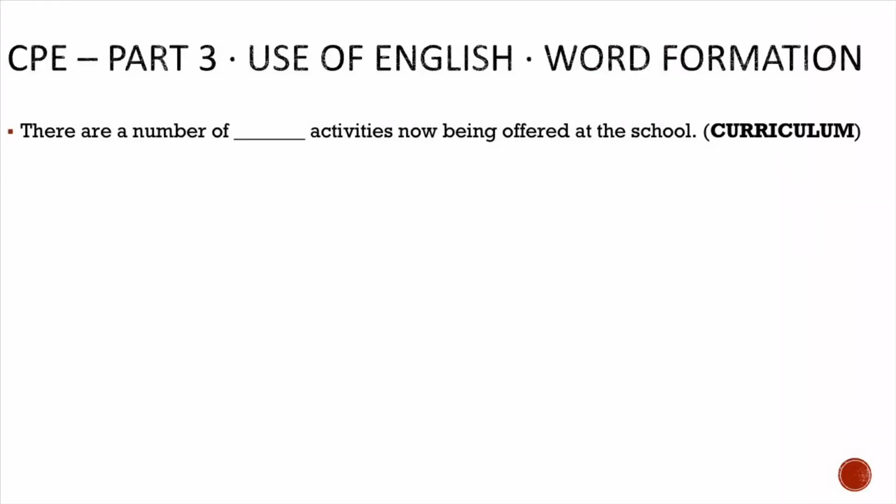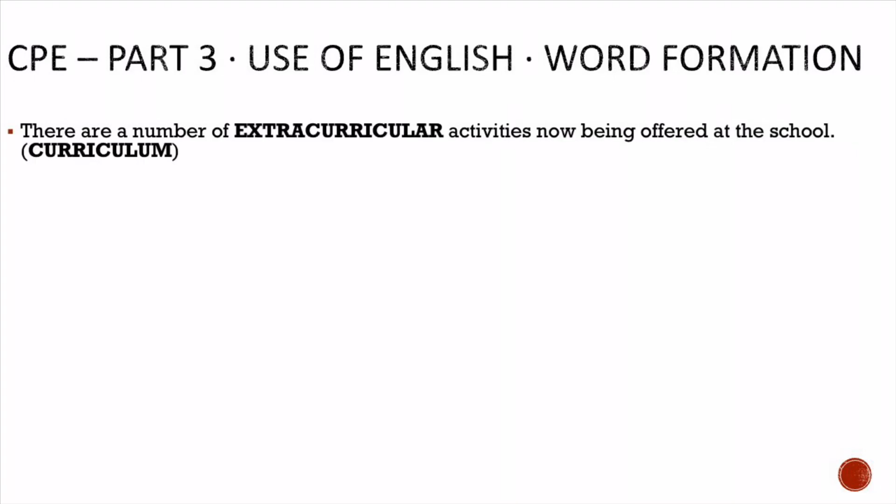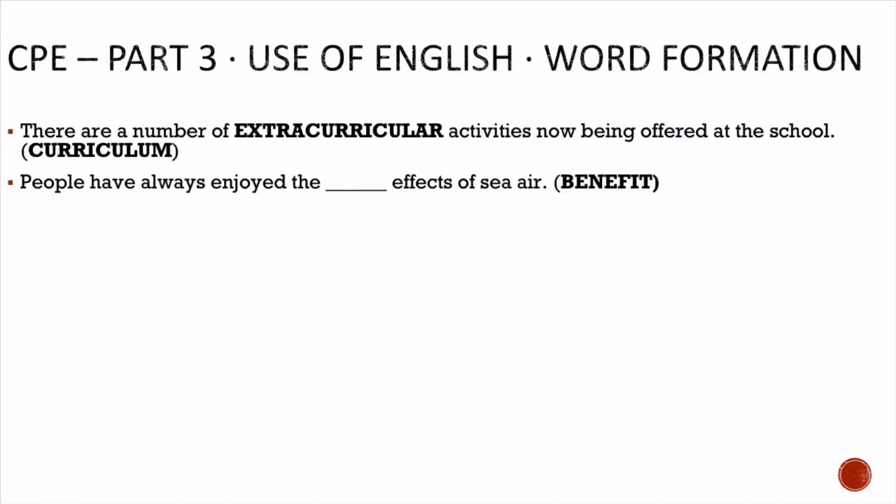So let's have a go with some example sentences. We have the word here in capital and in bold, curriculum. The word that we need in the sentence is, there are a number of extracurricular activities now being offered at the school. So as you can see here, we've added the prefix extra and we've changed the end of the word, curricula or curricular.